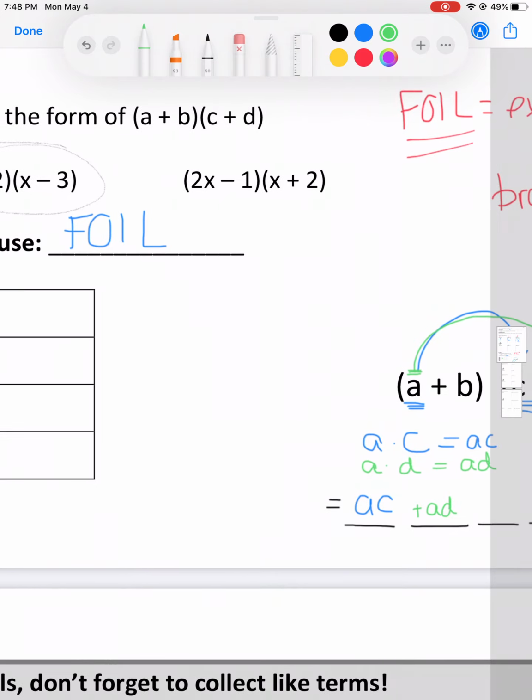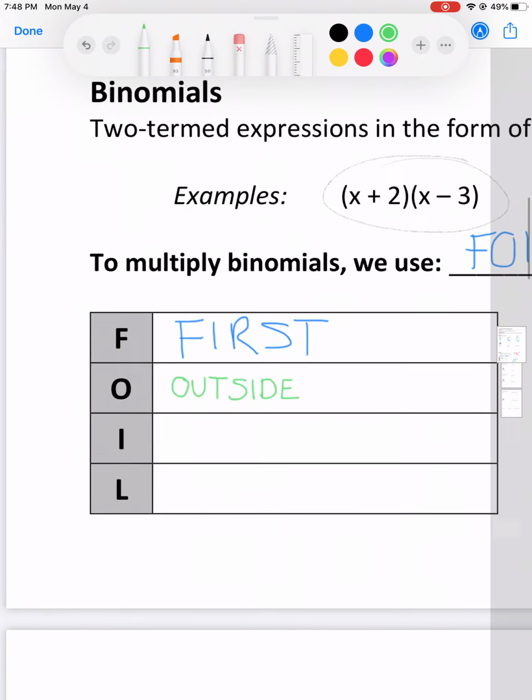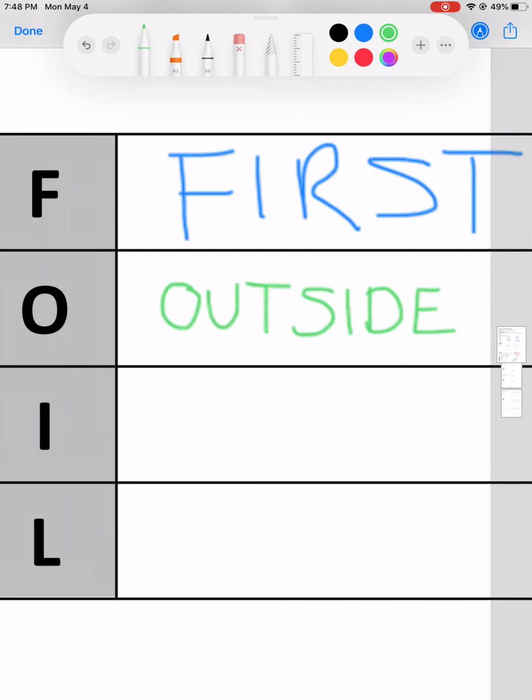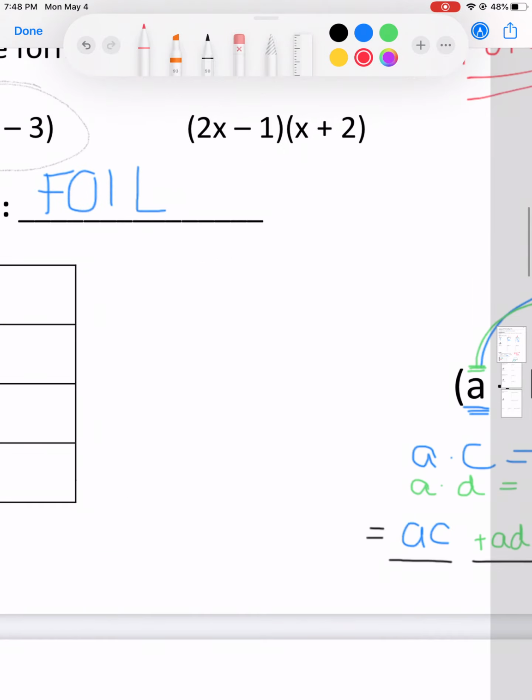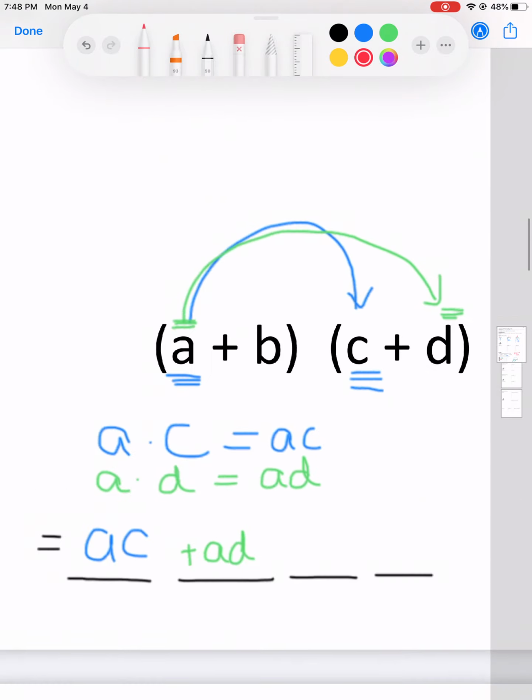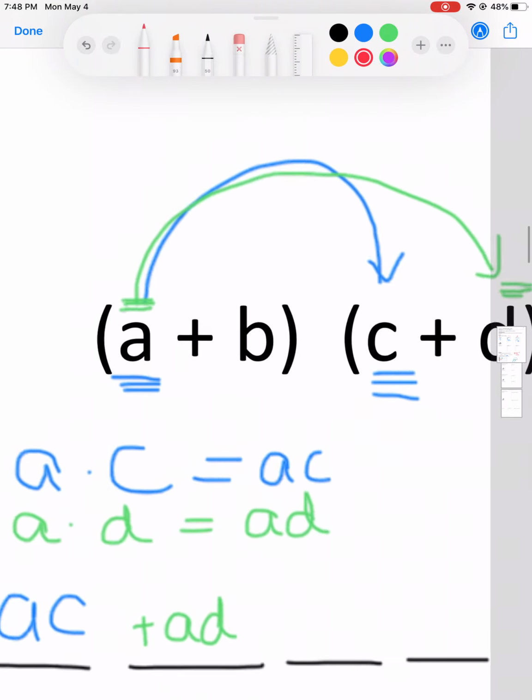Okay, so we've done the first two. So far, so good? What does I stand for? I stands for, what's the opposite of outside? Inside. What does that mean? It's my inside terms.